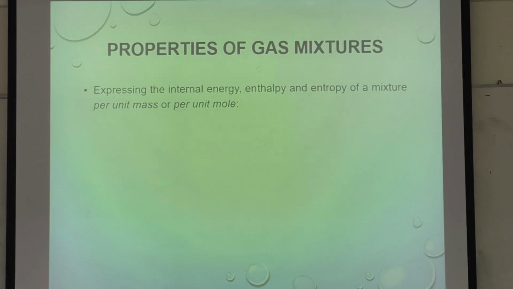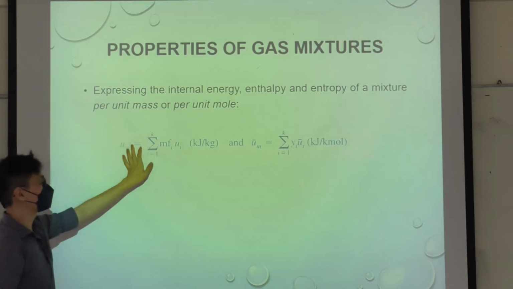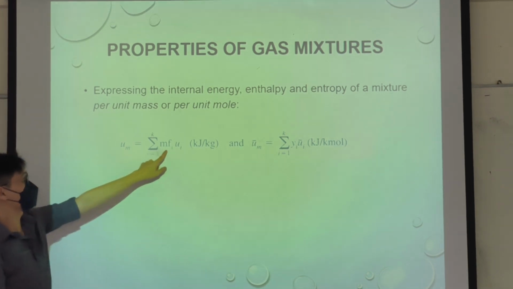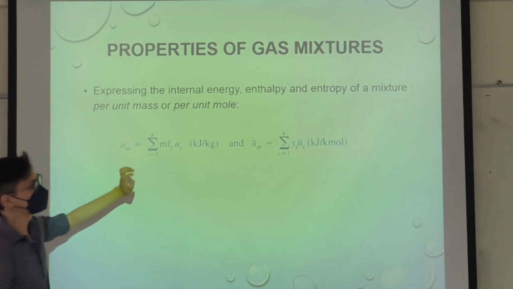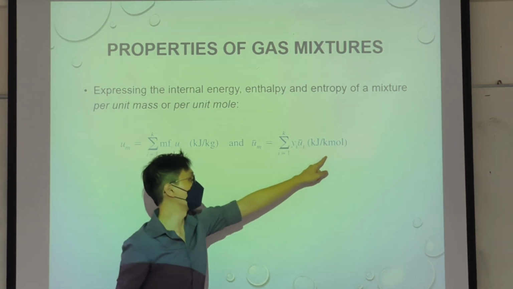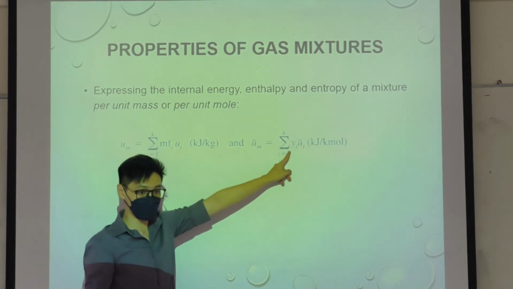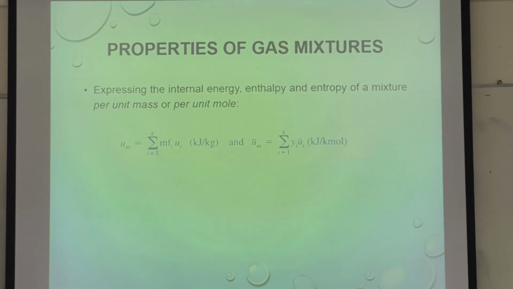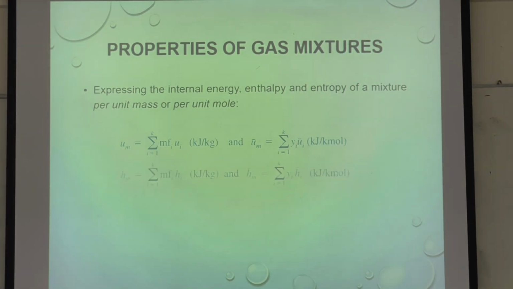Here we just talk a little bit about what you saw just now. So expressing the internal energy, enthalpy and entropy of a mixture per unit mass or per unit mole are in this form. So this was what we did just now. So let's say if you are looking for the internal energy per unit mass, then you use mass fraction. If you are looking for it in terms of per kilomole, like we did just now, you use the mole fraction. So the 205, 305 just now were mole fraction. Then enthalpy and entropy, same thing.